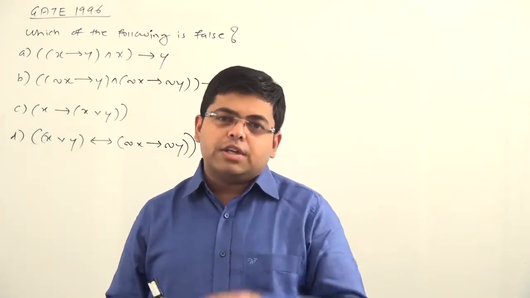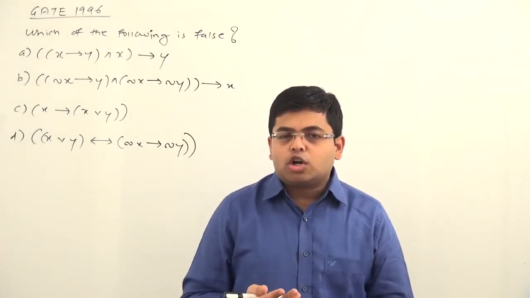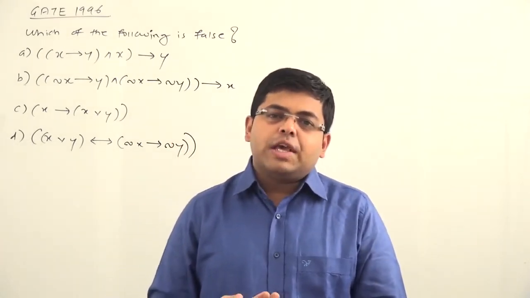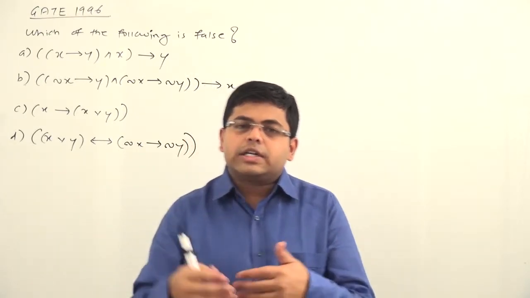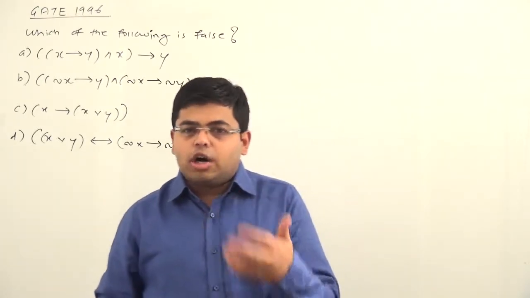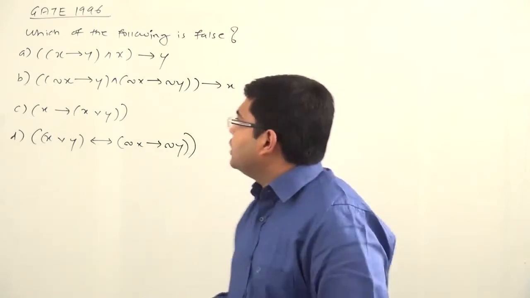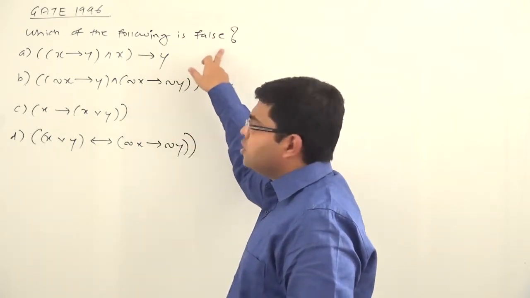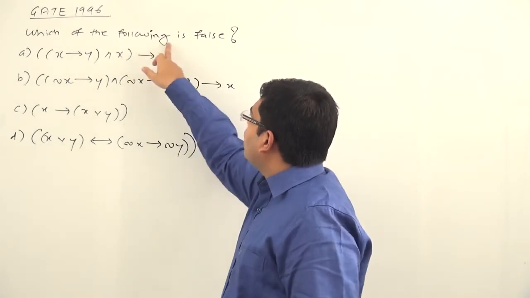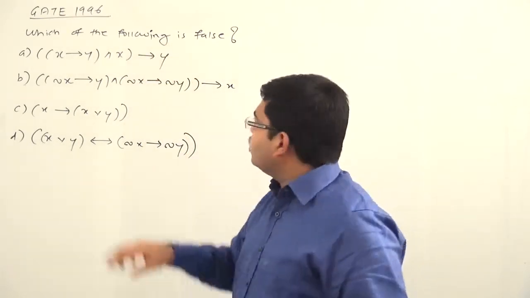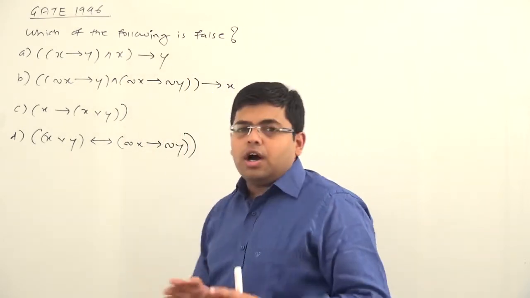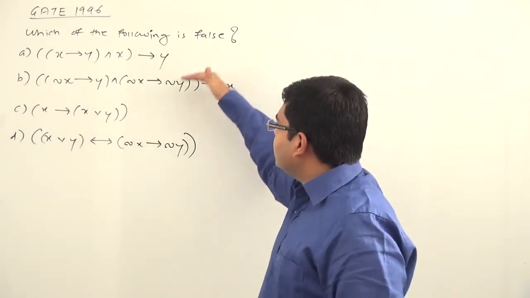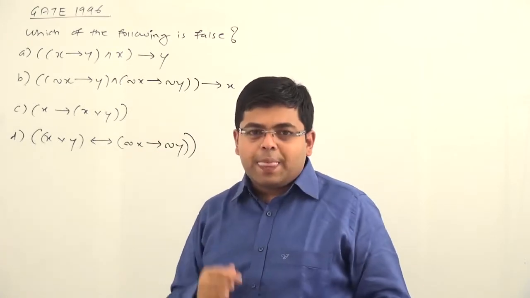So we have seen three different types of formulae. One is tautology, which is always true. Then we have seen contingency, which is sometimes true, sometimes false. And then the third category of formula is contradiction, which is always false. The question is asking which of the following is false, which means which of the following is always false. Though that word is not written there, we can assume that word. Therefore, simply saying, the question is asking which of the following formulae are contradictions.